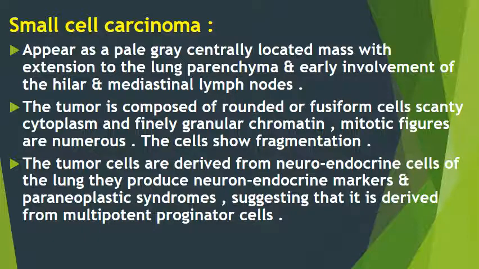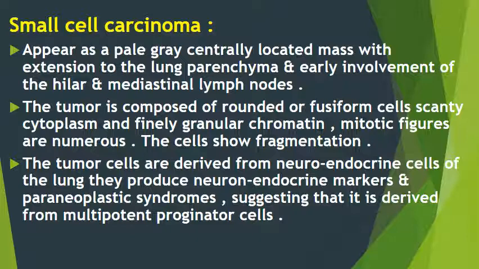As we said, the tumor is derived from the neuroendocrine cells of the lung, so they produce neuroendocrine markers that can be identified and demonstrated by immunohistochemistry. And as the tumor is derived from neuroendocrine cells, we could see paraneoplastic syndromes because of the secretion of neuroendocrine peptides and other proteins by the tumor cells.